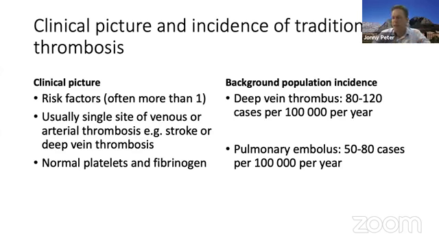And then the other thing is that for the most part, when we look at laboratory parameters in people that present with a DVT, for instance, you'll often find normal platelets, normal fibrinogen, and normal markers of clotting, so they're not abnormal. And in terms of frequency, in the background population, the incidence of deep vein thrombosis is very common. You see here 80 to 120 cases per 100,000 population per year. And similarly, pulmonary embolus can be as high as 80 cases per 100,000 per year.